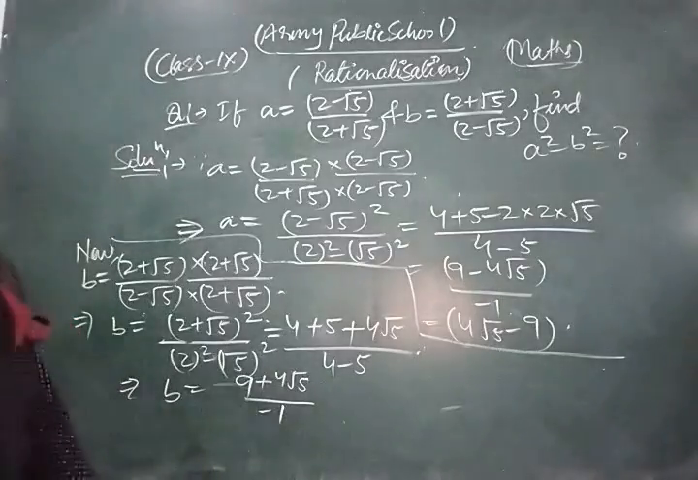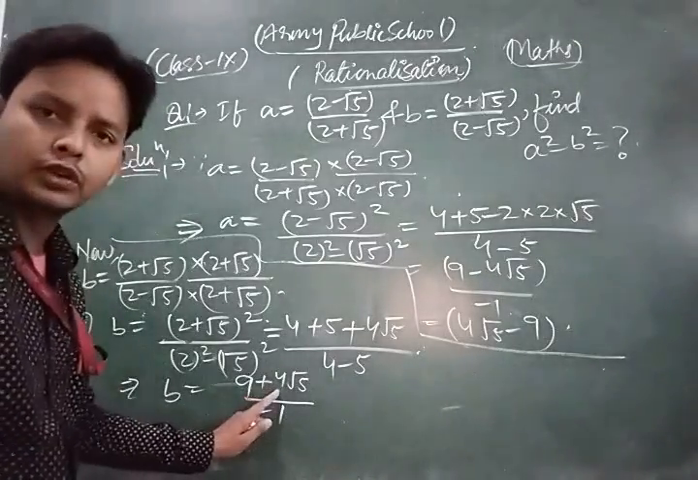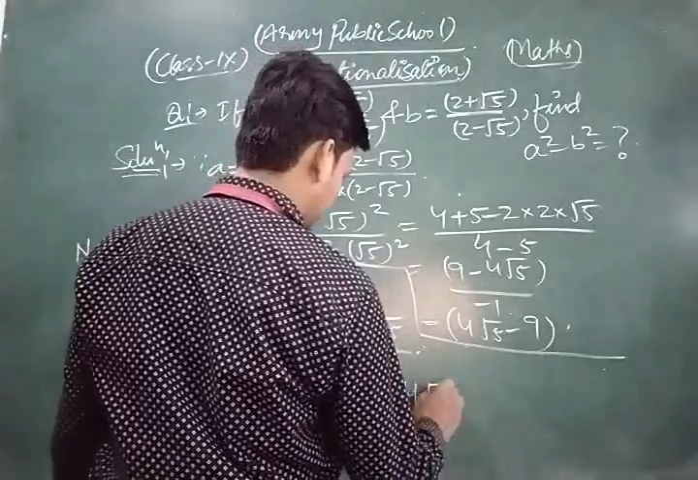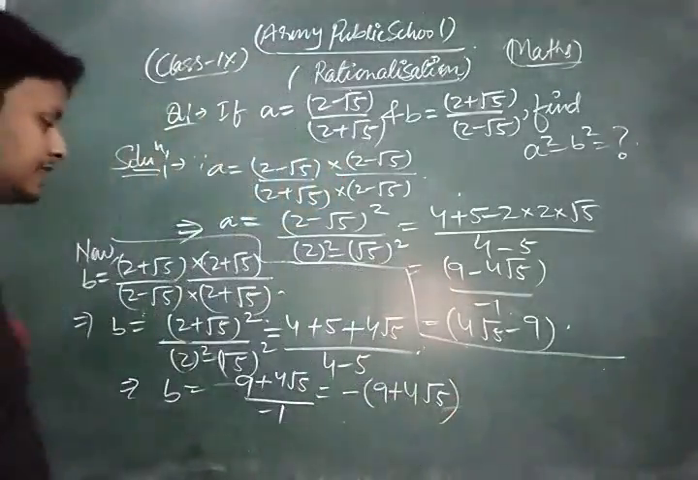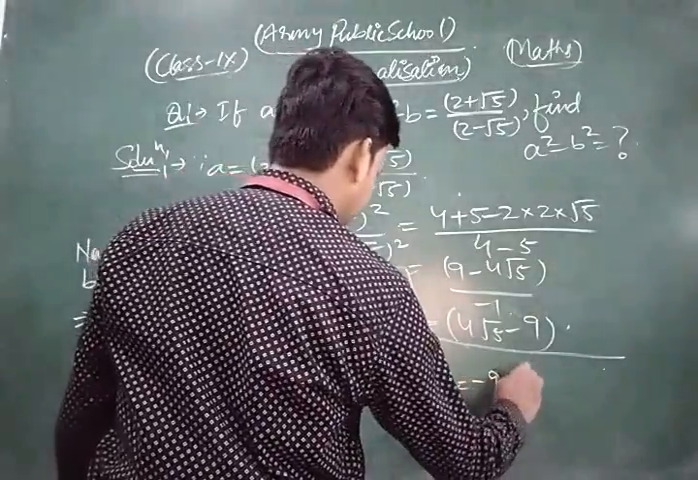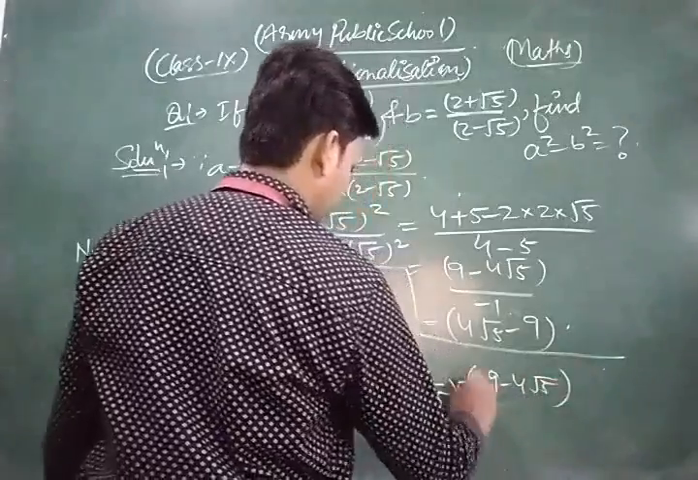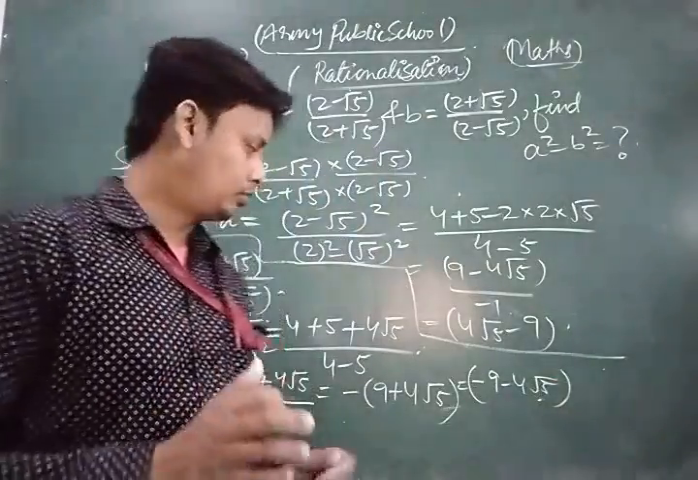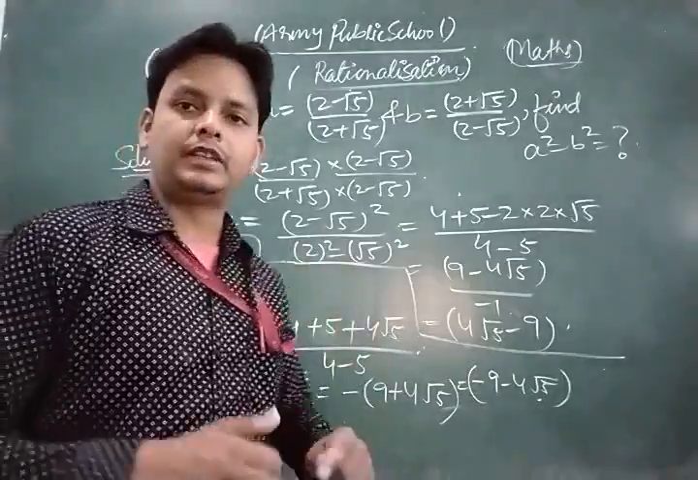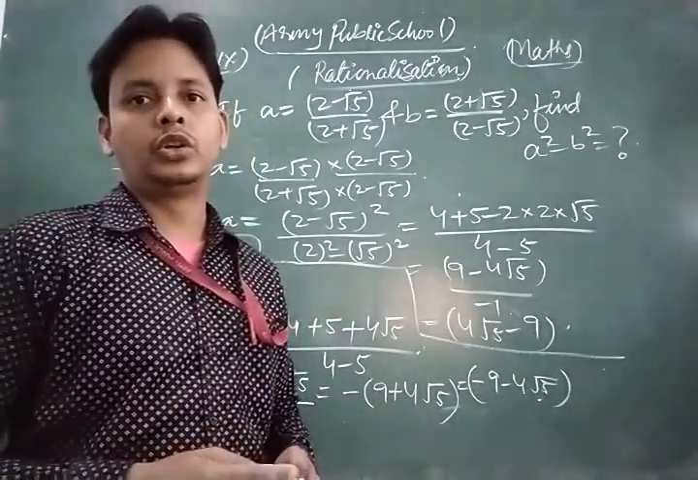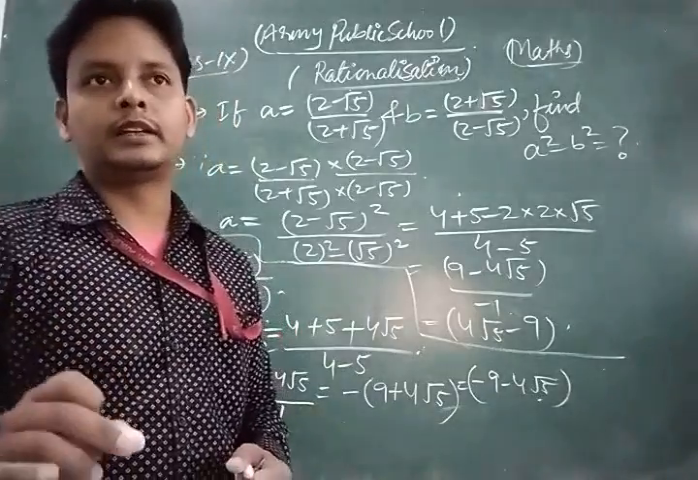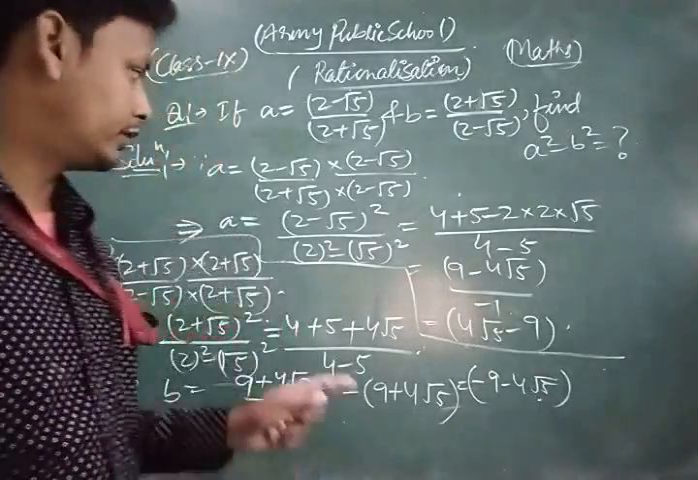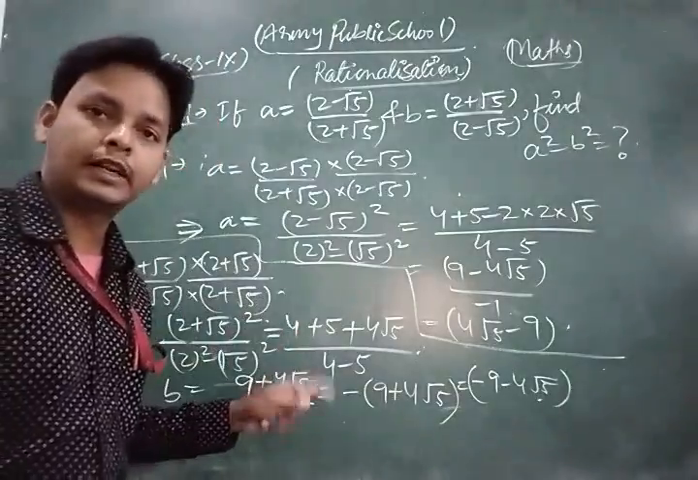So we get minus 9 minus 4 under root 5. In this way, dear student, we find the values of a and b in simplified form. Now for a square minus b square, we know it is a plus b in one bracket and a minus b in another bracket. So first of all we add these numbers and subtract those numbers.